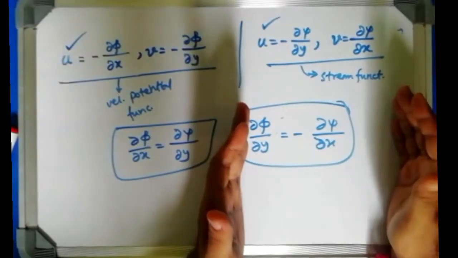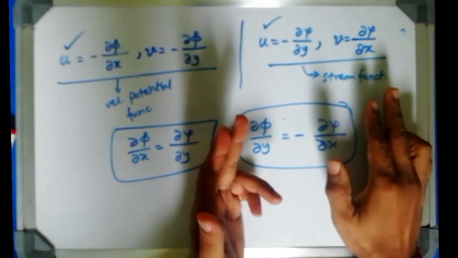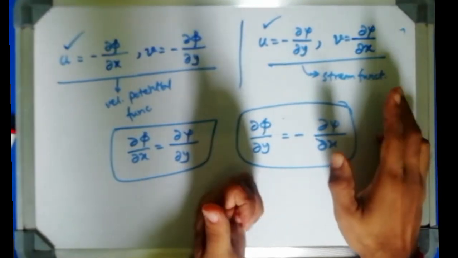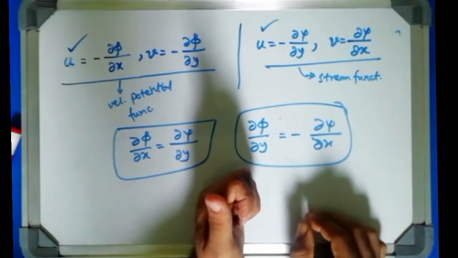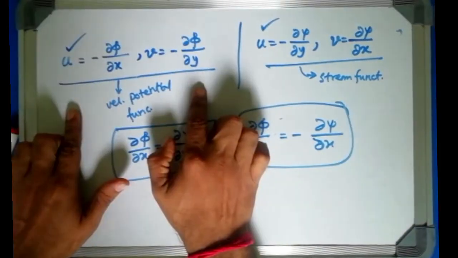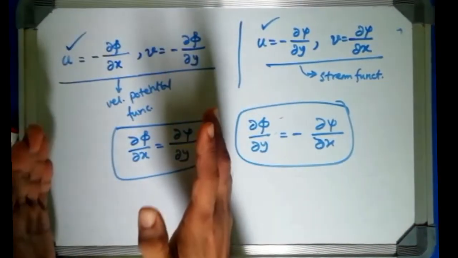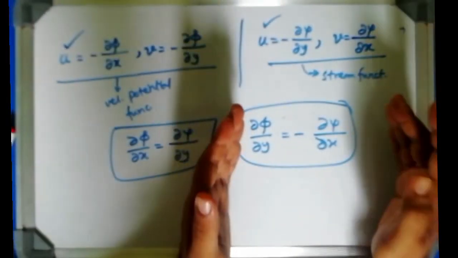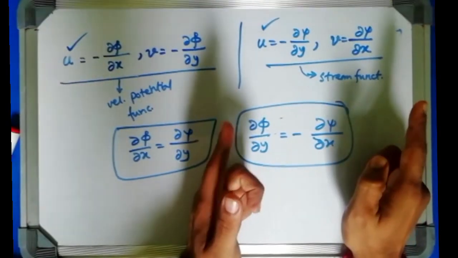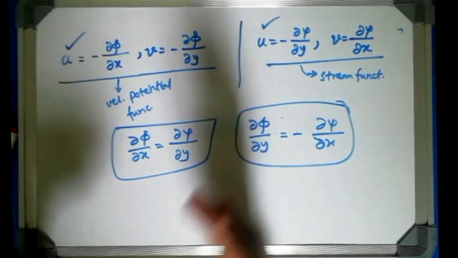Stream function is used for converting the continuity equation from two variables to one variable, by which these two components u and v will obviously satisfy the continuity equation. Similarly, velocity potential is a powerful tool by which you can analyze irrotational flow only. Stream function is only valid for 2D flow, but velocity potential function is valid for both 2D and 3D cases.